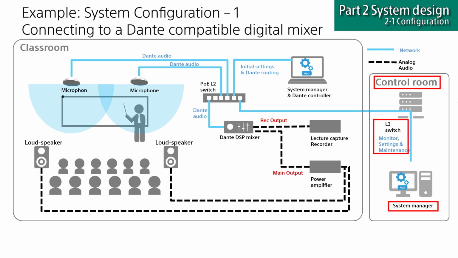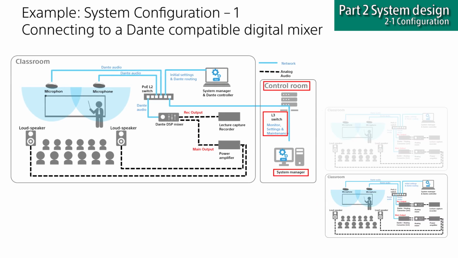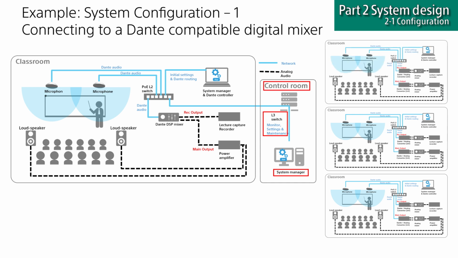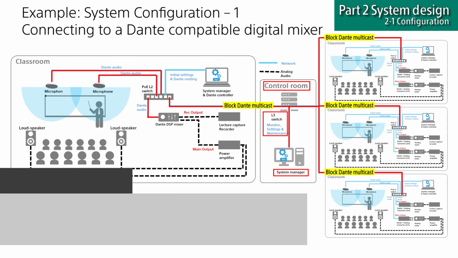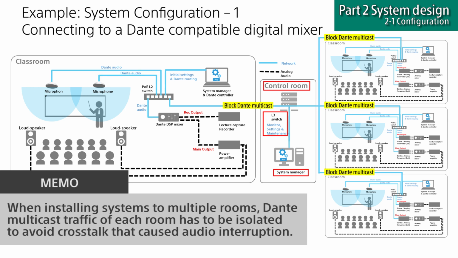These are tips for when you connect the upper layer of the network. When you install a beamforming microphone system in multiple classrooms and connect each room to the campus network, for example, design the multicast traffic to be isolated in each classroom and block unknown multicast from other rooms to avoid crosstalk on the Dante network that causes audio signal interruption.